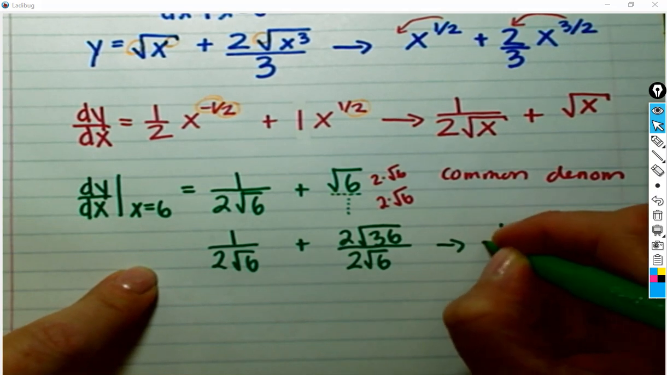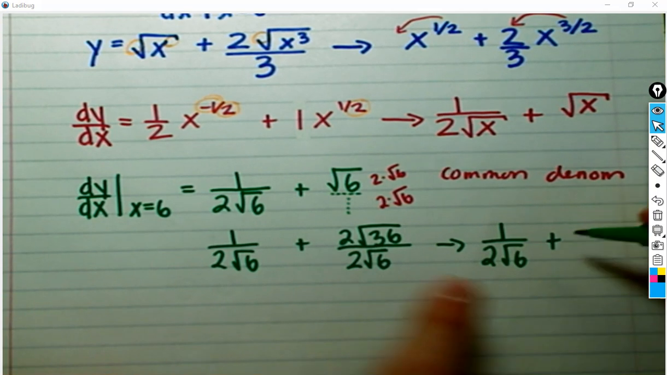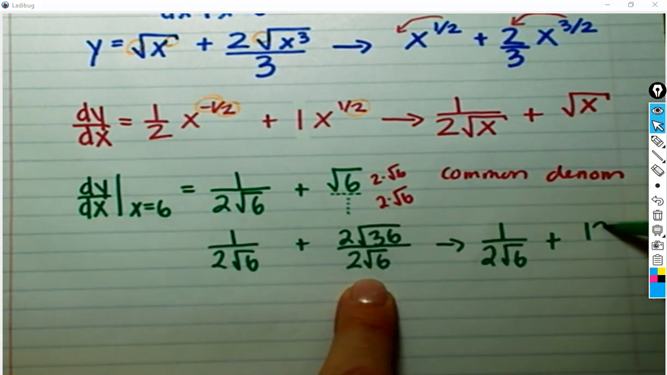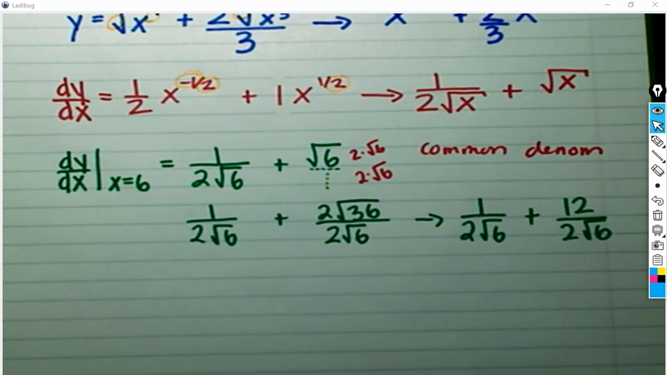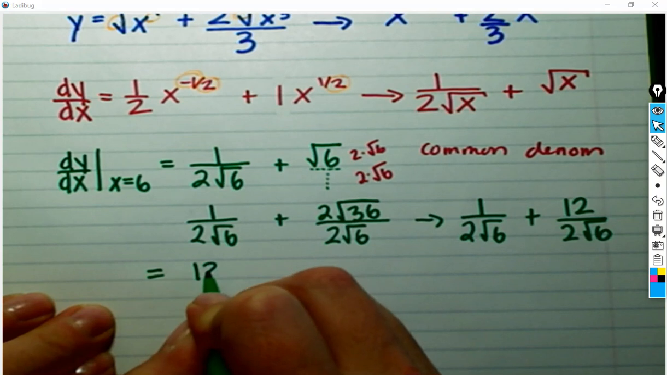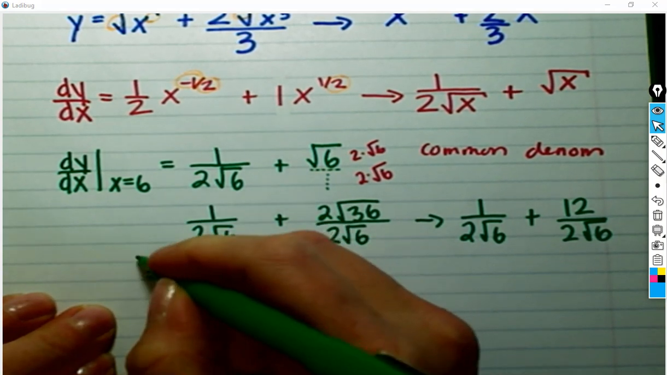So we get 1 over 2 root 6 plus 12 over 2 root 6. Now I can add them up. 13 over 2 root 6.